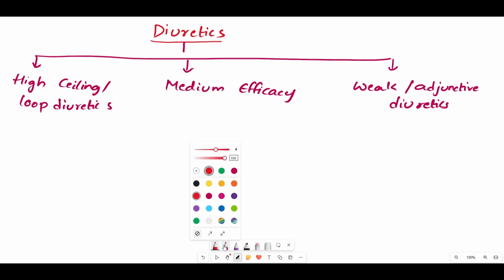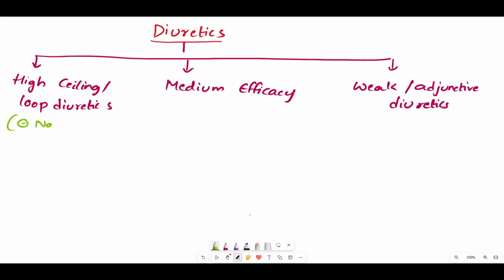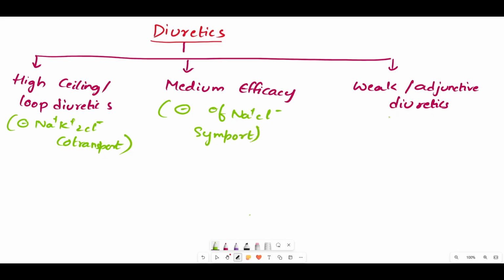Normally, high ceiling diuretics will be mainly inhibiting the sodium, potassium and chloride co-transport. They will be inhibiting Na plus, K plus and 2Cl minus co-transport. Coming to medium efficacy, these diuretics will be inhibiting the Na plus and Cl minus symport. They will be inhibiting sodium chloride symport. And the last one is weak or adjuvant diuretics. These are further divided into three subclasses, which we will be discussing later.